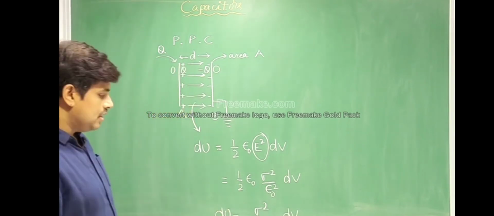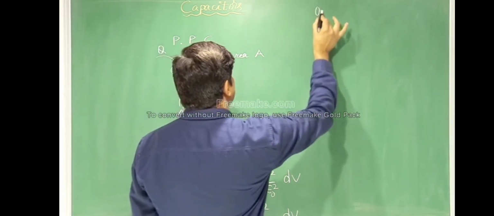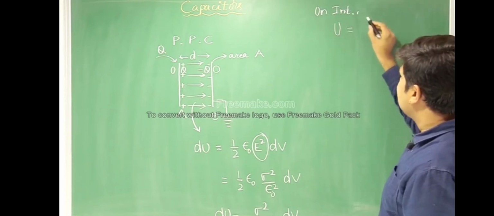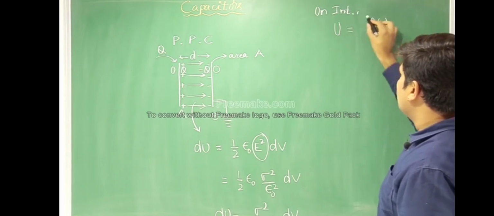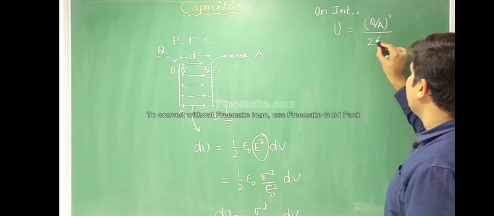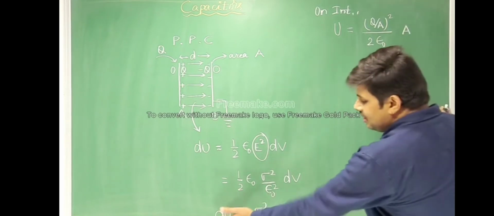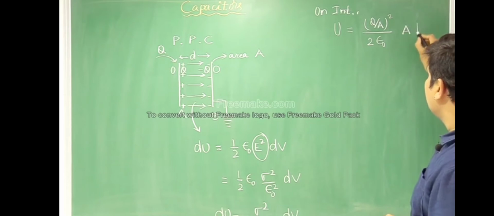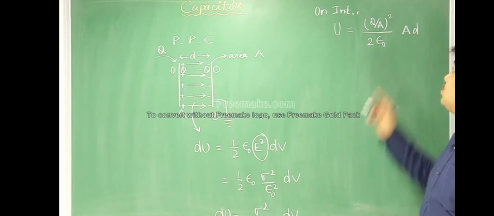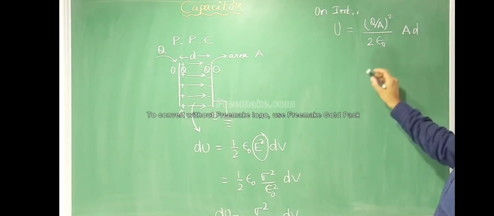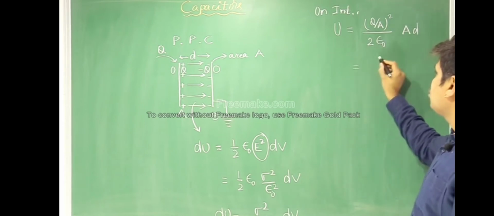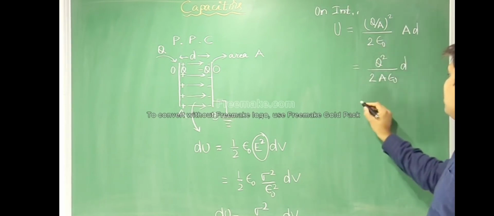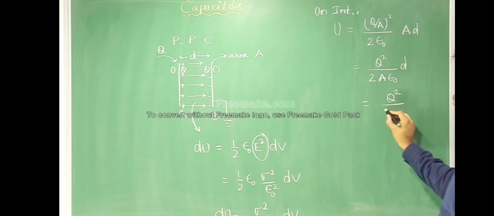So students, in the last class I discussed that on integration, integral dU will become U, and sigma is Q by A, whole square, upon 2 epsilon naught into integral dV. Because we have taken integral dU, integral dV is the total volume, so total volume is V. V is nothing but the area of cross section into d. So this will become Q square by 2 A epsilon naught by d. This we have written as Q square upon 2C.